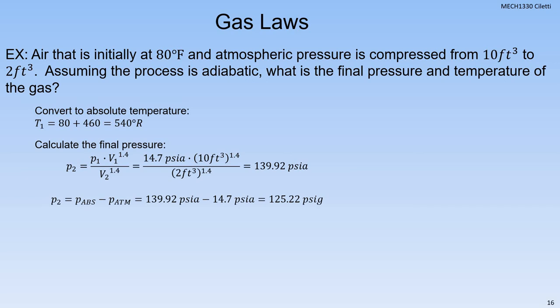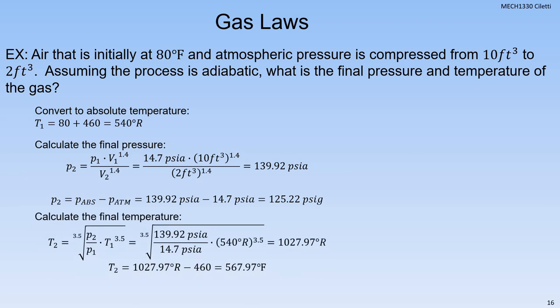We have to convert it back to gauge, so we're going to subtract 101 kPa because we're in metric. Or sorry, we are not in metric. We're going to subtract out 14.7 psia atmosphere. So we end up with 125.22 gauge pressure for this problem. Now, the final temperature: we have to solve the equation for T2 on the previous slide and substitute all your given values. You're using Rankine, so you have to go back to Fahrenheit. Once you get the temperature in Rankine, you subtract out 460 and end up in Fahrenheit.